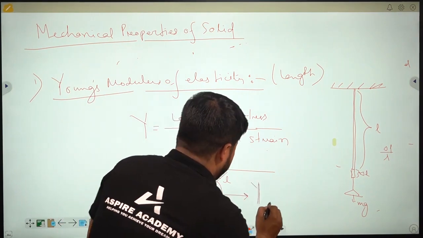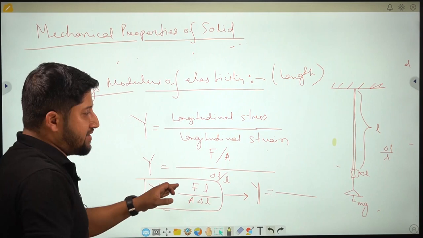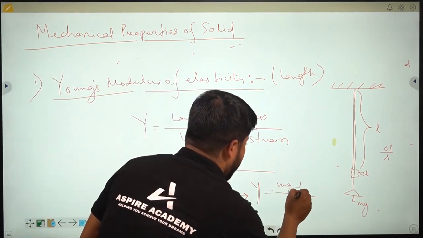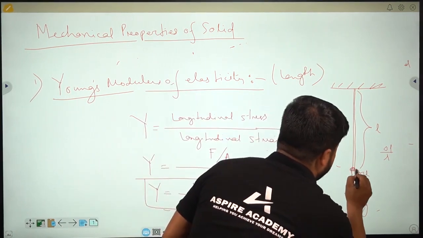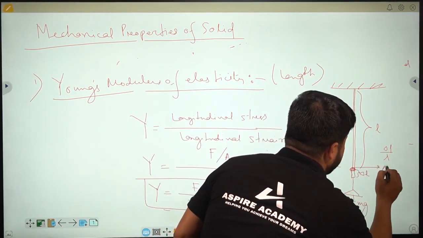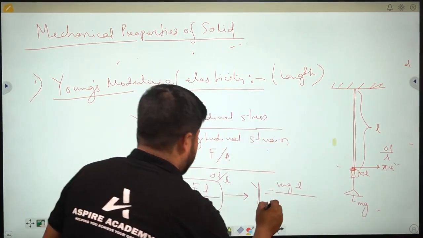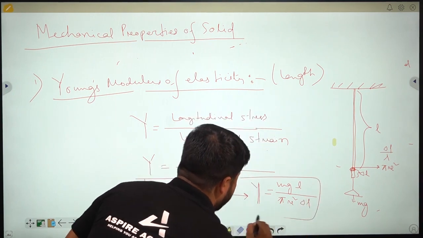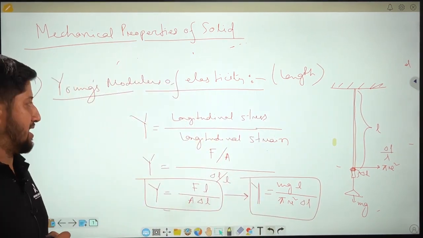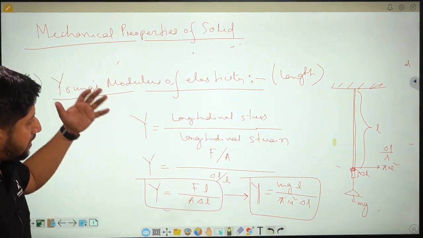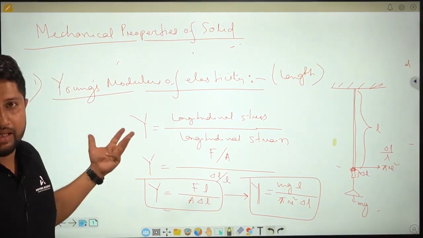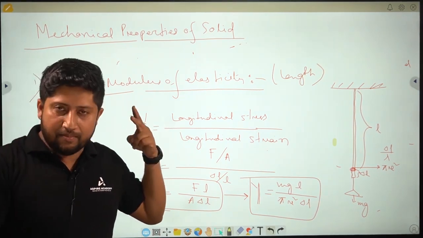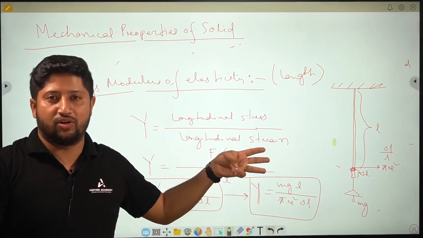So Y is equal to, F is the force applied here. Force is equal to mg, so we can write mgL. Area is the cross sectional area of the wire, which we can represent as pi r square, into del L. So this is another form of Young's modulus of elasticity. So now three types of modulus of elasticity: Young's modulus of elasticity, bulk modulus of elasticity, and shear modulus of elasticity.